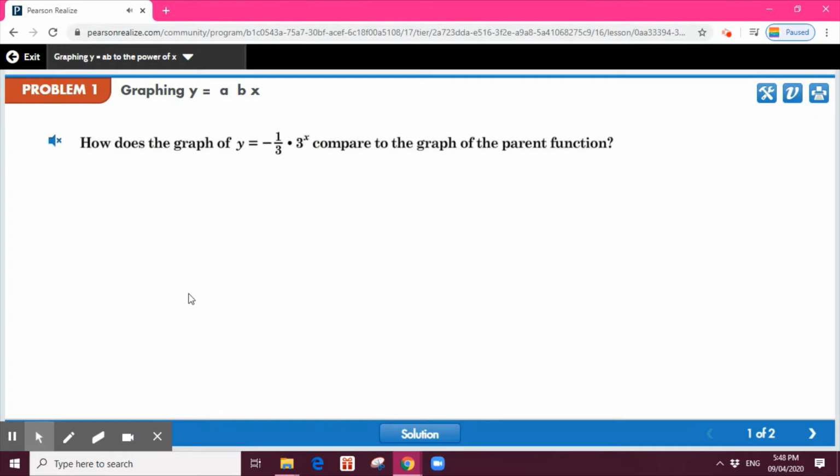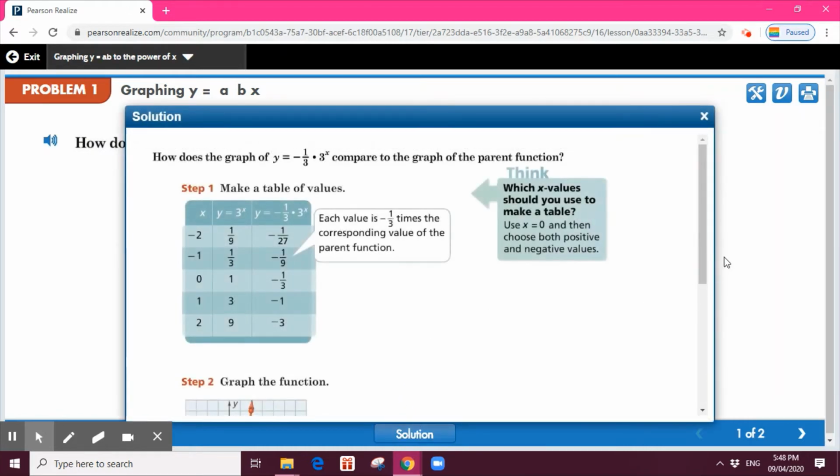In this problem, you will graph a function of the form y equals a times b to the x power. How does the graph of the function y equals negative 1/3 times 3 to the x power compare to the graph of the parent function? What we need to think, which x values should we use to make a table?